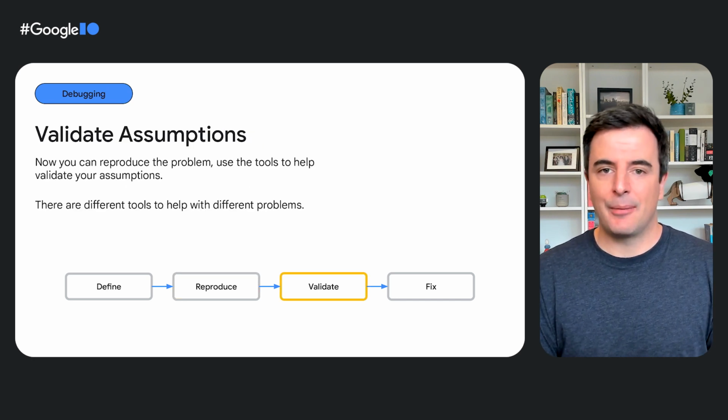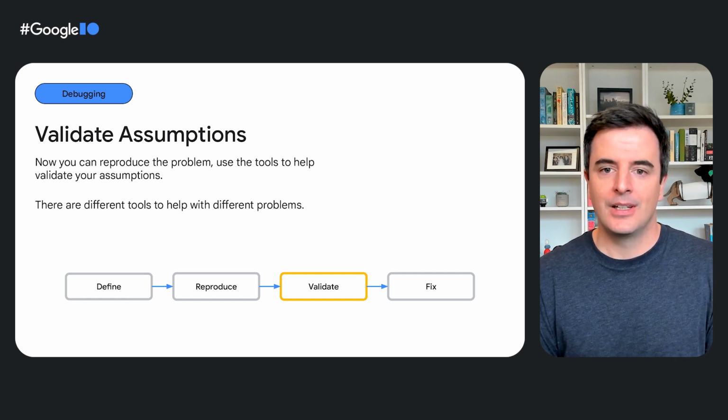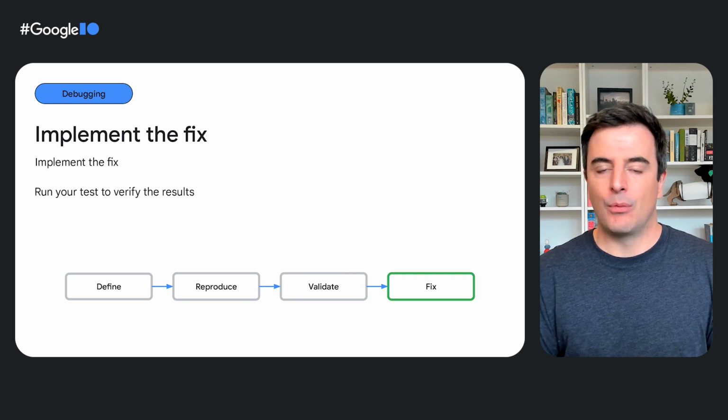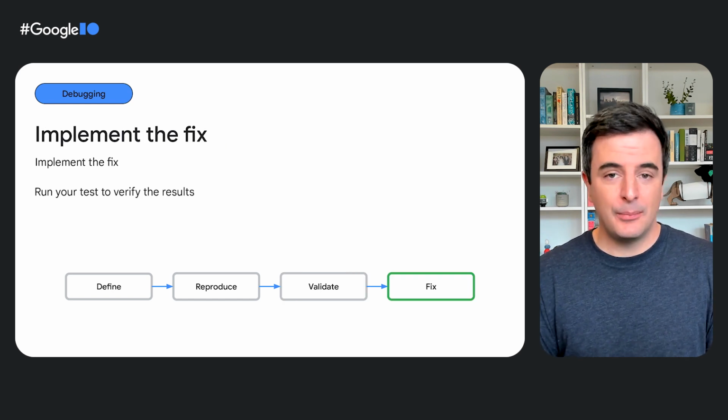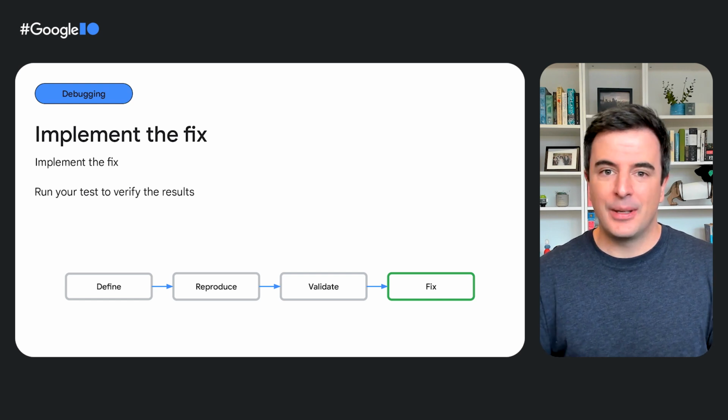You should then start by testing your assumptions. You can use the tools to assist you. Different tools will suit different problems, and we'll cover a full range of tools in this talk. Once you've worked out which of your assumptions was wrong, you can implement the fix. Run your test to verify the results, and to make sure you didn't break anything else in the process.